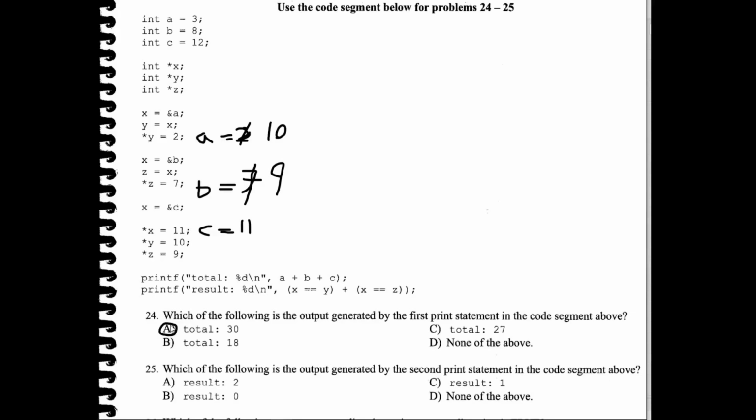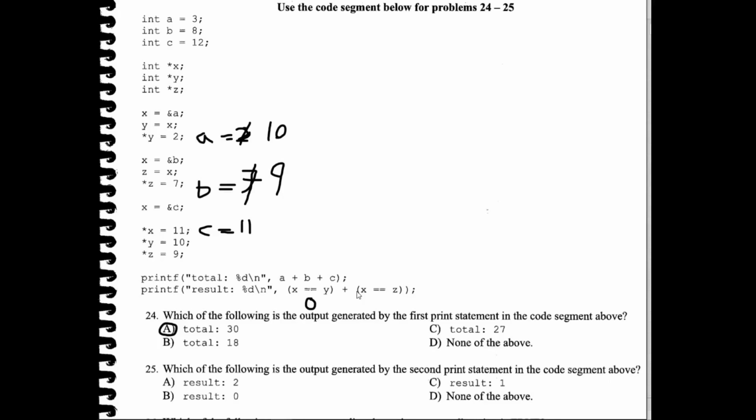Moving on to question 25, it asks what is the output generated by the second print statement, which asks, is x equal to y, or is x equal to z? What's the sum of these two logical expressions? Well, x is equal to y. That's saying, is the address represented by x equal to the address represented by y? And we know y is the address of A, and x is the address of C, so that's false, so this is going to be 0.